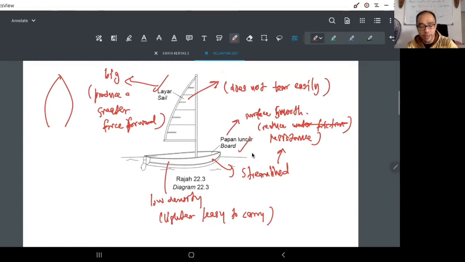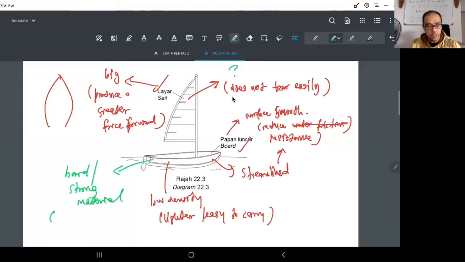Okay, it does not tear easily, but I'm so sorry, I don't remember what is the name of the material of the sail. Okay, if anybody knows, maybe you can type it in the chat. One other thing that you can talk about, since you're talking about tearing easily, you also have to talk about hard material. The material of the board should be hard or strong material, so that it does not break easily. These 2 points are quite important.